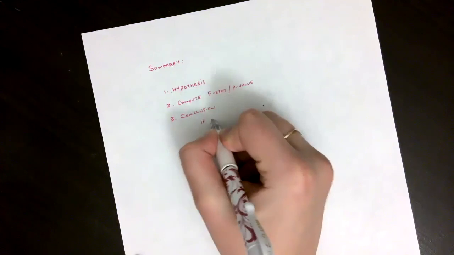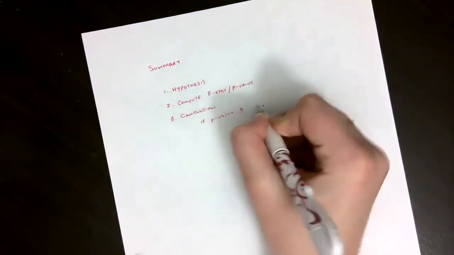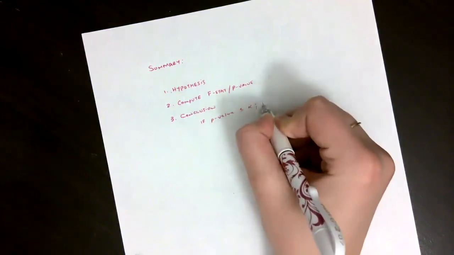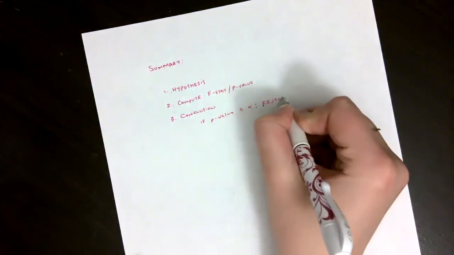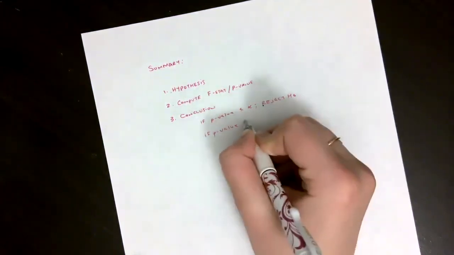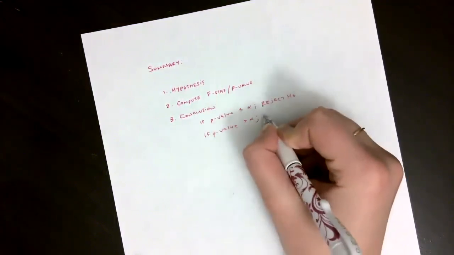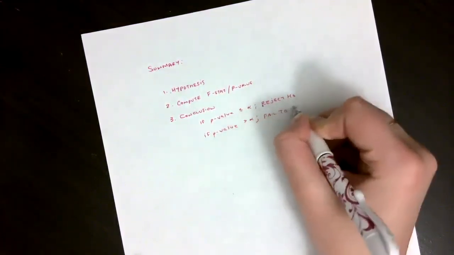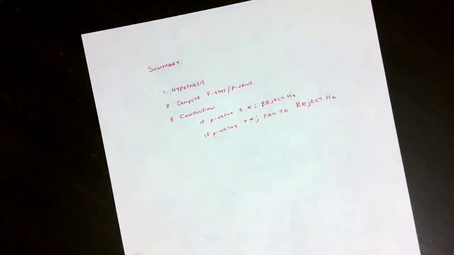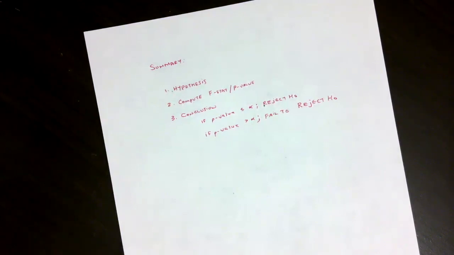Where if the p-value is less than or equal to alpha, we reject H0, and if the p-value is greater than alpha, we fail to reject H0. Now again, I'm not saying accept H0 or the null. I'm just saying there's not enough evidence to conclude the alternative.